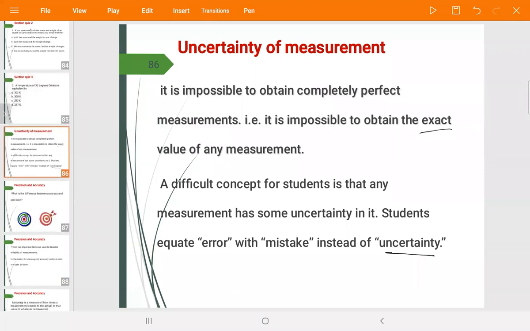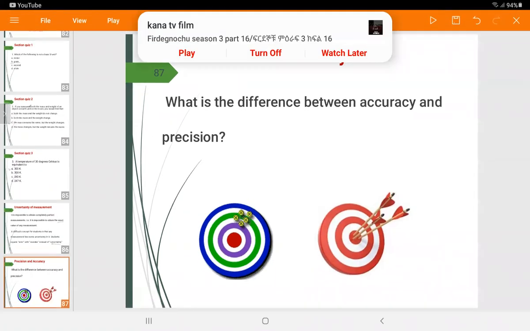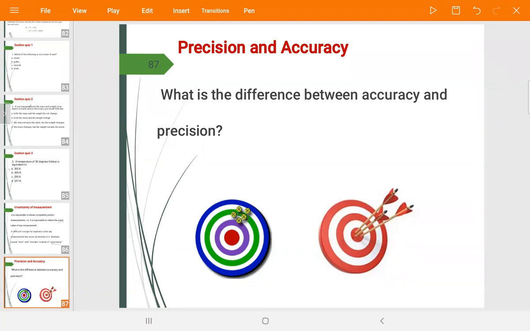Now, there are two important concepts that you should know when you encounter uncertainty in measurement: precision and accuracy. For example, look at these two darts. Which one is precise and which one is accurate? The third one is accurate. The first one is precise. This dart is accurate, right? Exactly, and this is accurate as well as precise. This is precise. This is inaccurate but precise. So there is a difference between accuracy and precision.